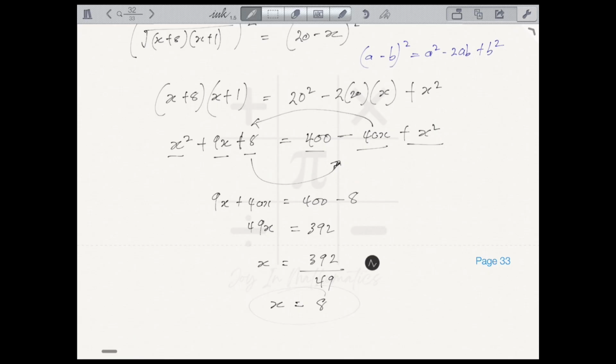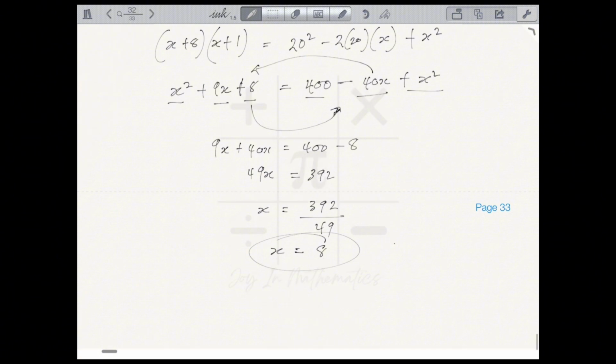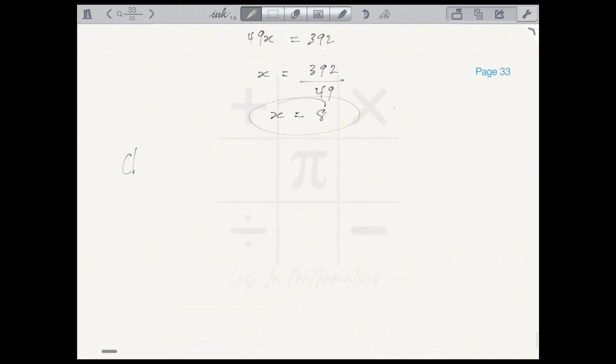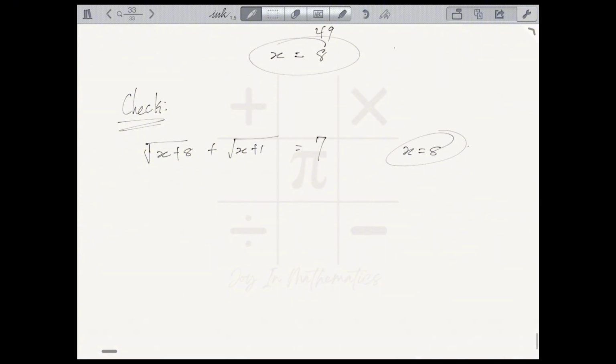Now we have a single value for x, unlike previous times when we had double values. Now let's check for this. Remember the question. The question says the square root of x plus 8 plus the square root of x plus 1 is equal to 7. And now we are saying that x is equal to 8. So let's put the value of x there and see if we are going to have a value of 7.